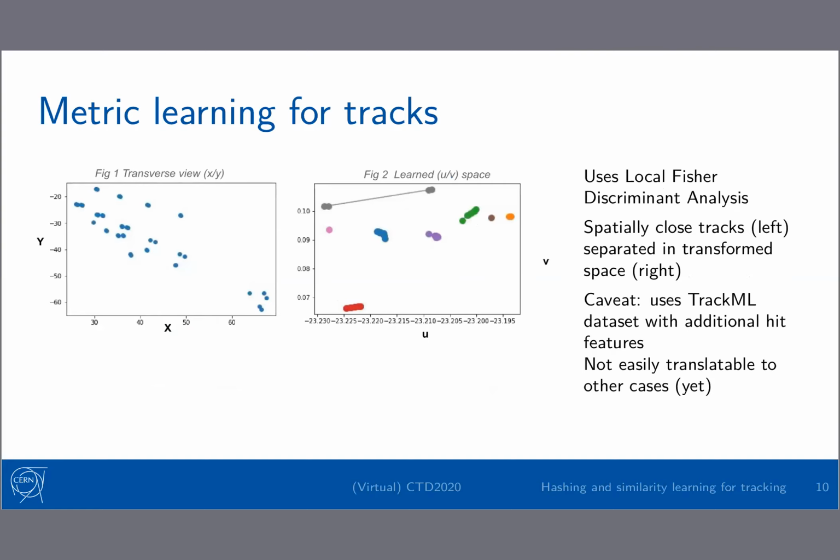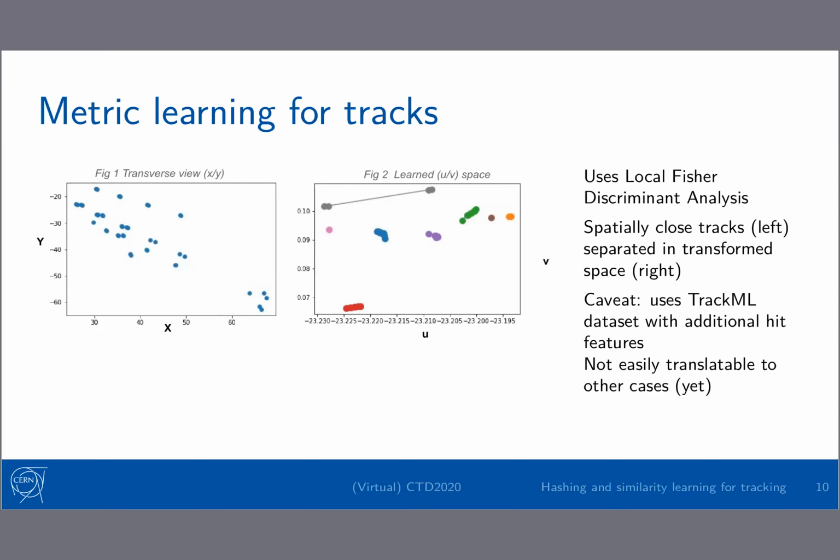This is an example where on the left you see a particular cutout from a few tracks in the XY plane, only the hits. You can see where there might be probable trajectories to interconnect them, but they are spatially close. Then, using an algorithm based on local Fisher discriminant analysis, we've learned a transformation into a separate space where the now color-coded groups of hits belonging to the same track are actually well separated.